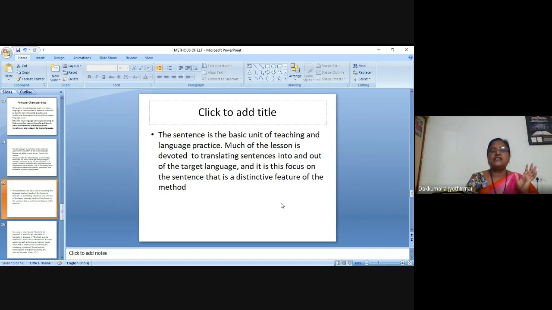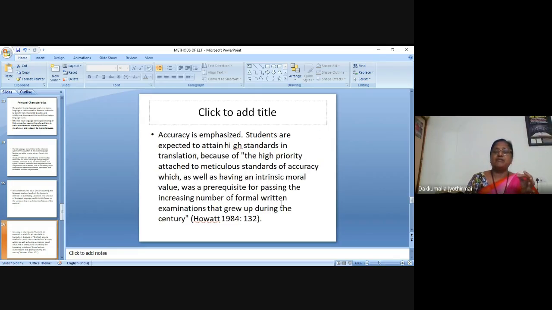Much of the lesson is devoted to translating sentences into and out of the target language, this way or this way. For example, if you have English and Telugu, you translate from English to Telugu and Telugu to English. It is this focus on the sentence that is the distinctive feature of the grammar translation method.